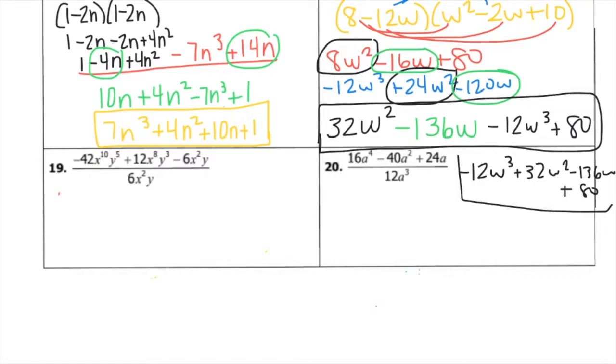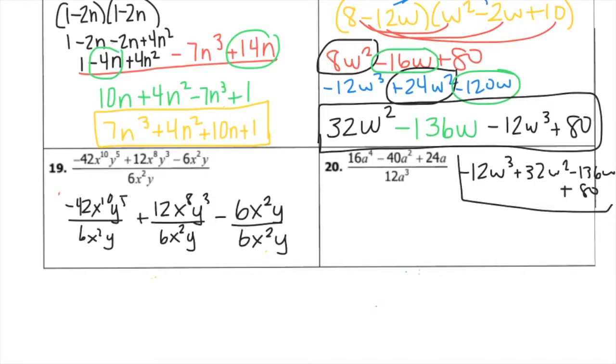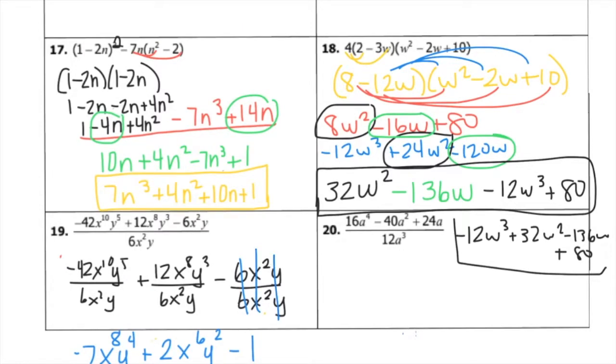Okay, we're switching gears a little bit now because for numbers 19 and 20, you're going to be dividing. So you can rewrite it like this, or you can just use the heart method. So now you're going to think of it like this. Every term in the numerator is being divided by 6x squared y, and now just divide it out. So we have negative 7. Now when we're dividing, we subtract exponents, so we have x to the 8th, y to the 4th. Okay. Next we have 2x to the 6th, y to the 2nd, and then we have minus 1 because everything cancels out. All right, so there's your answer.